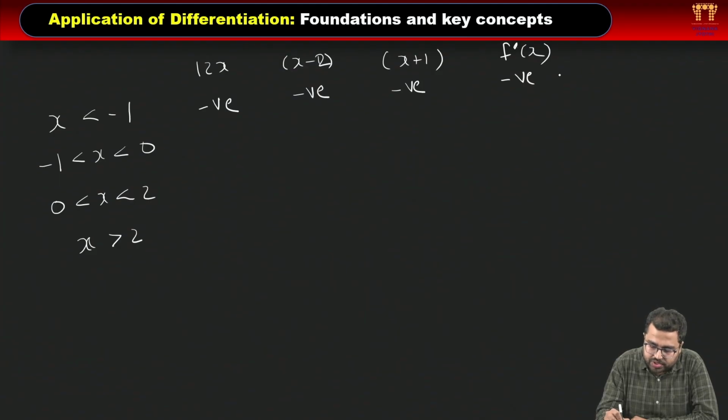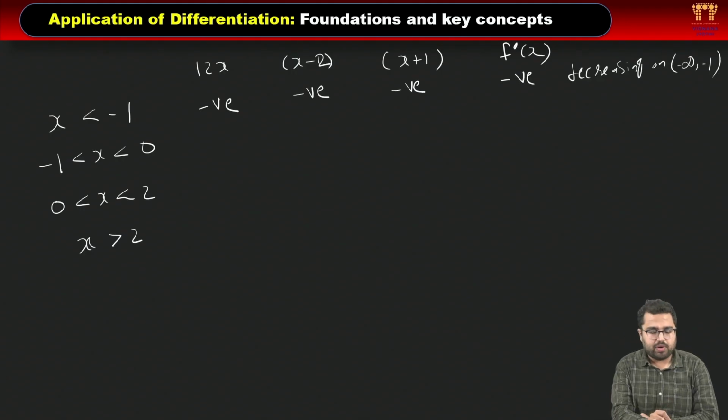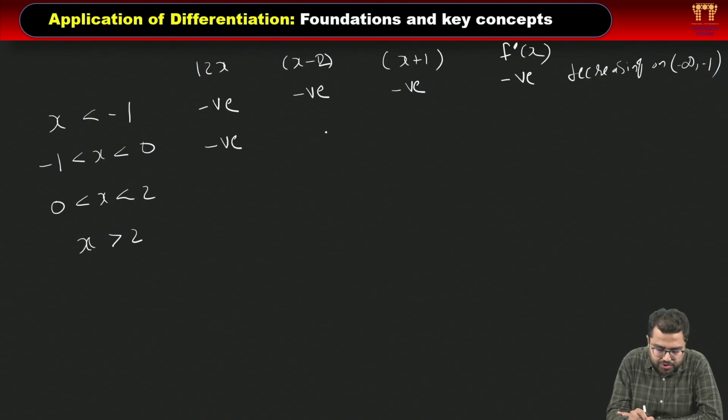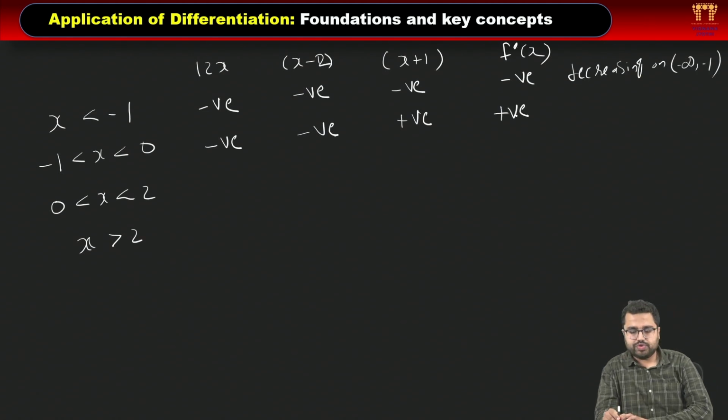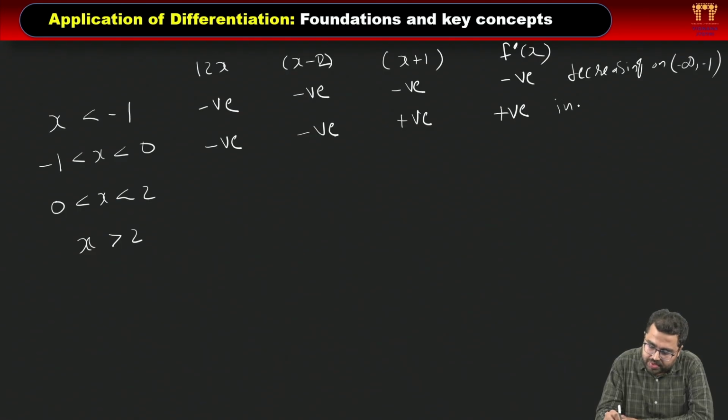So what is the nature of the function? It is decreasing on minus infinity to minus 1. Next we will check the interval minus 1 to 0. In this interval 12x is negative, x minus 2 is also negative, and x plus 1 is positive. Negative, negative, positive gives positive, so f dash x is positive and the function is increasing on minus 1 to 0.